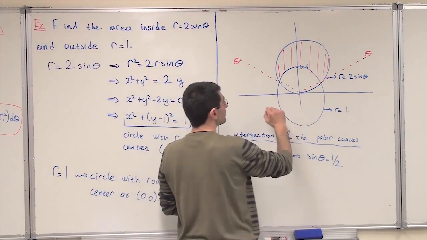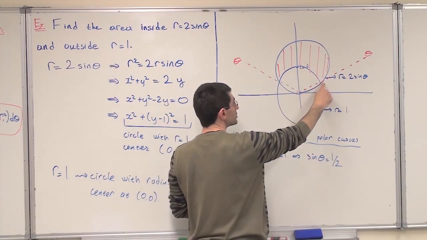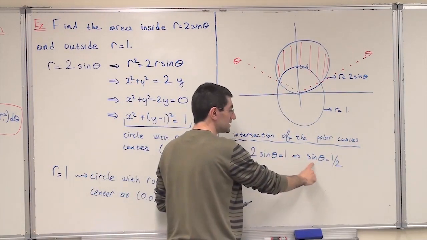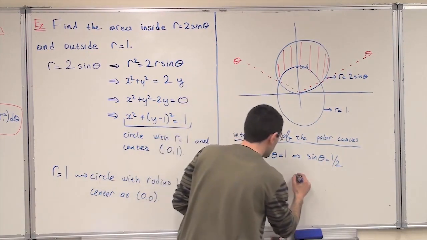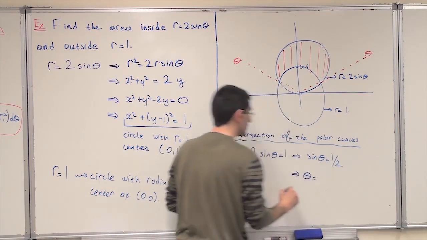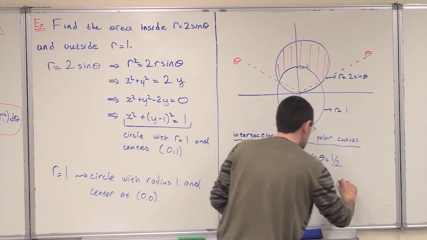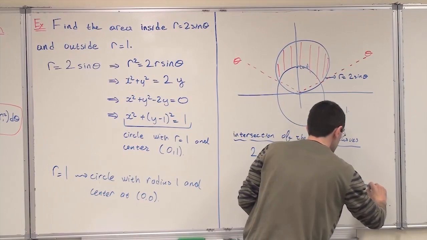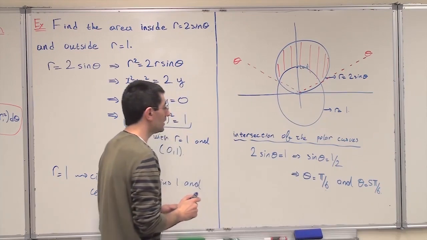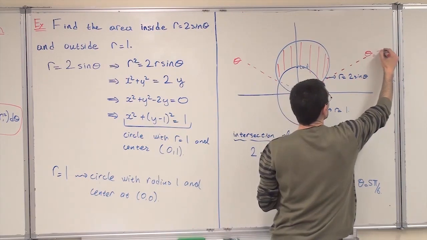Now, from the picture, we observe that these two polar curves are intersecting once in the first quadrant and once in the second quadrant. So when you solve this trigonometric equation, you are looking for a solution in the first quadrant and a solution in the second quadrant. So these solutions are pi over 6 and 5 pi over 6. So let's copy those also on our picture.